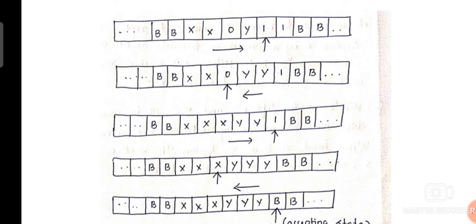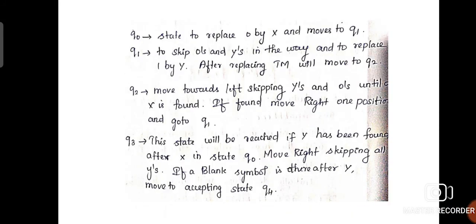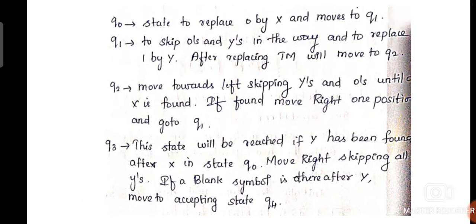So finally, along the right direction, if a blank symbol is found after y, then the system will go to the accepting state. That is, the string will be accepted and the system will go to the final state. Now we can define all the states of the problem.